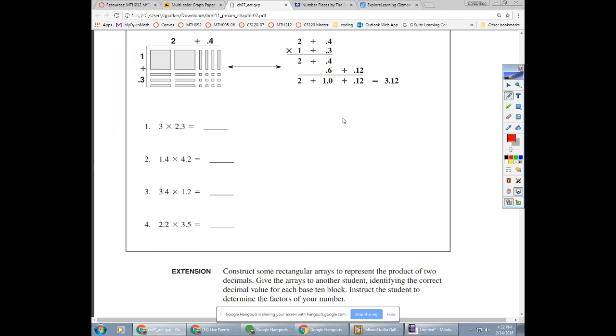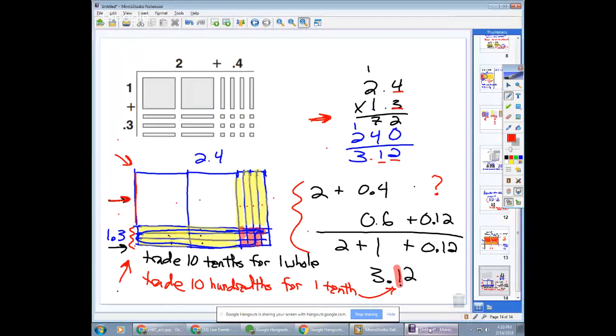Oh, and then you wanted to see the lattice multiplication. Thank you. Let's take a quick look at the lattice and then we'll continue this. And we'll finish it up next class.